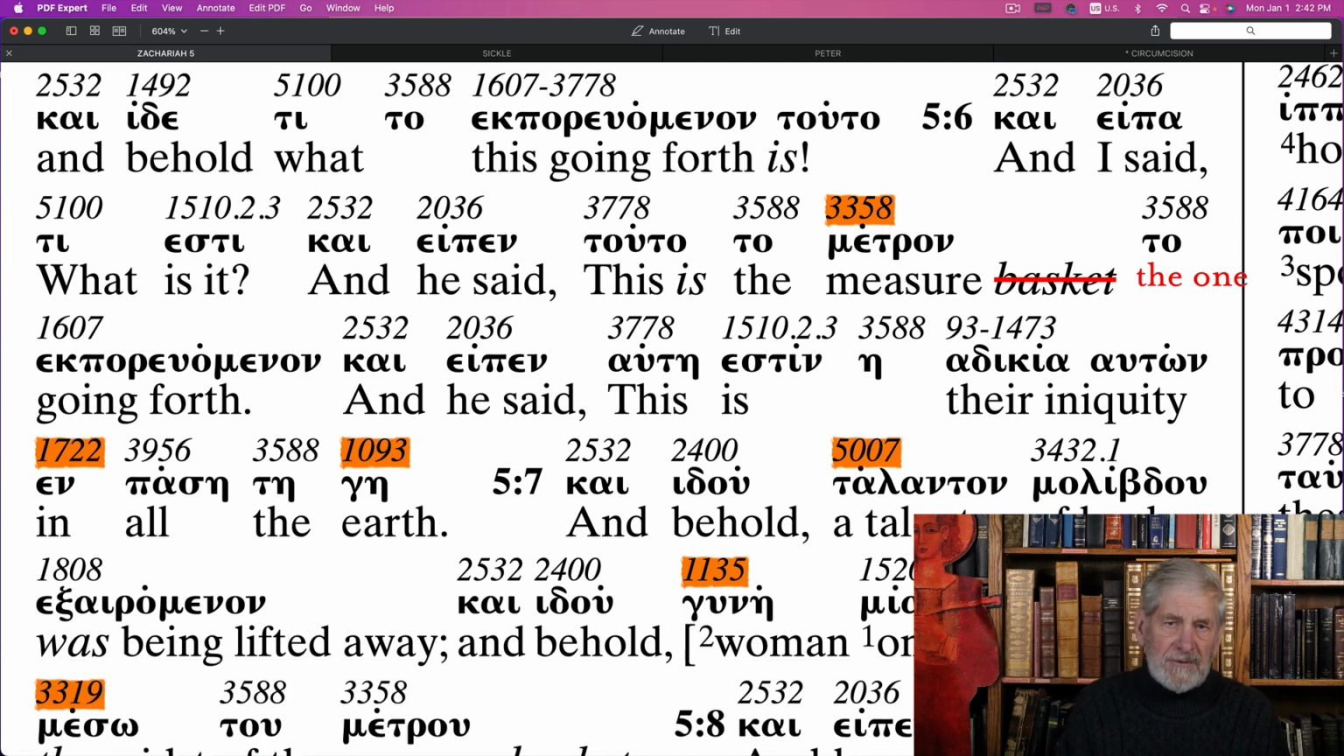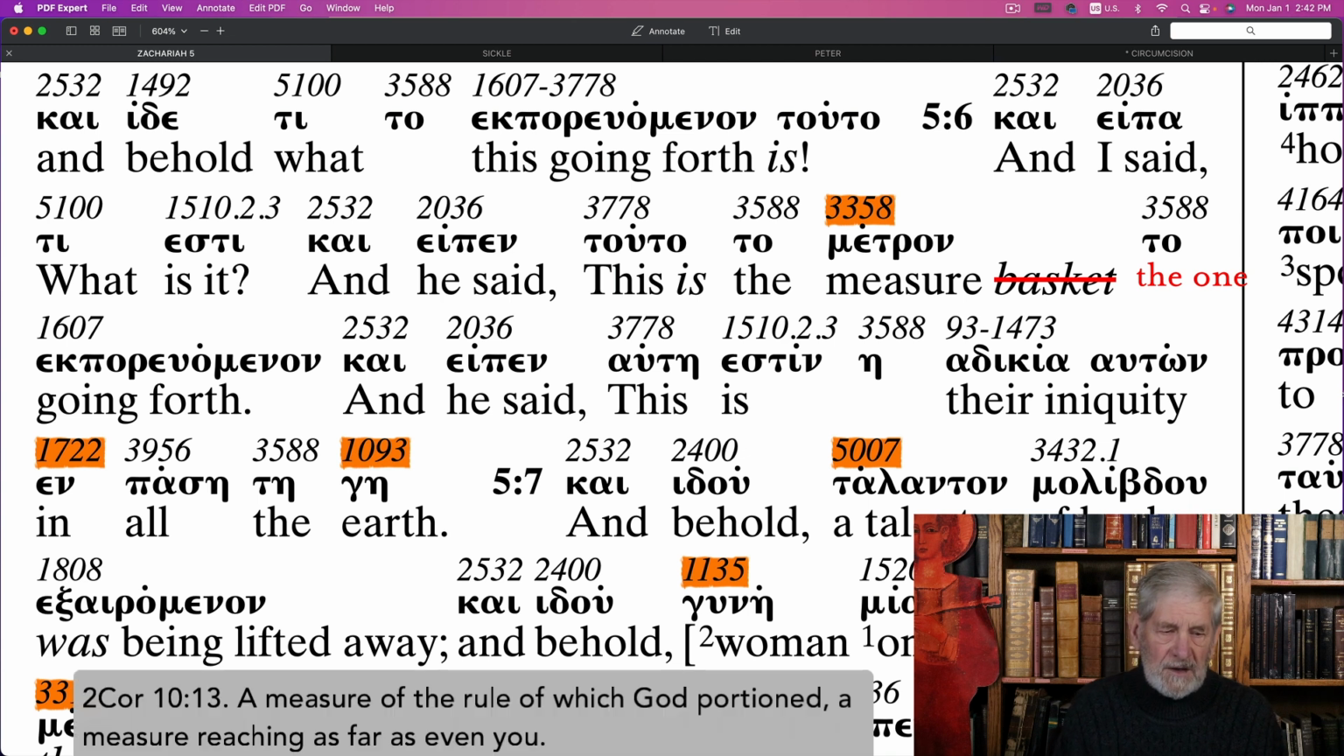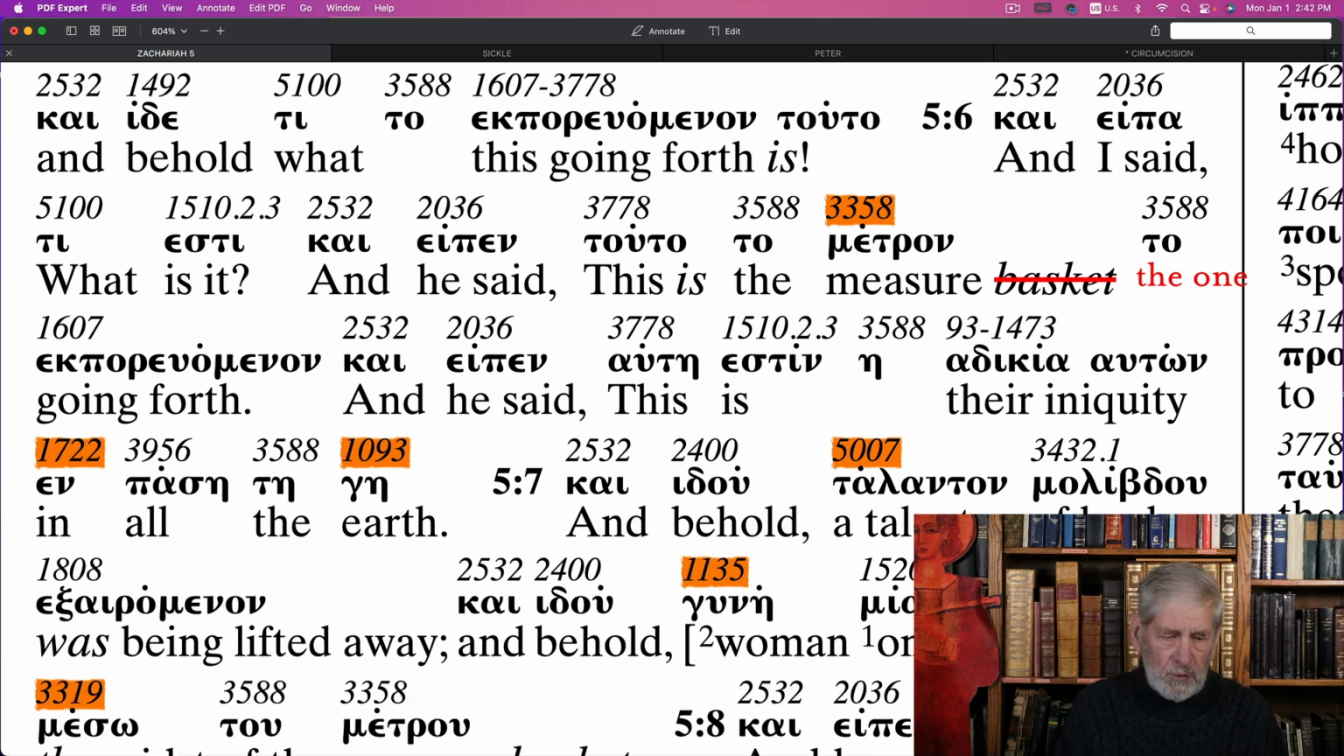And there's a measure of belief we're given in Romans 12:3. 2 Corinthians 10:13 says, A measure of the rule of which God portioned, a measure reaching as far as even you. For we have a measure of rule and being within God's rule. The measure of the gift of the Christ, Ephesians 4:7. And the measure of the stature of the fullness of the Christ in Ephesians 4:13. So all these are the measure. And so I'm taking out the basket. So what type of measure? It doesn't get specific, but we'll have to try to figure it out.